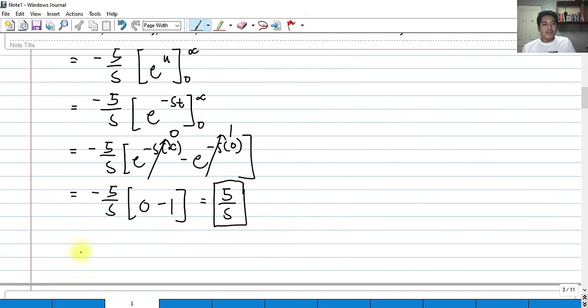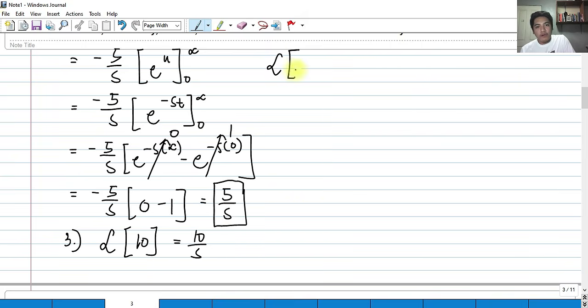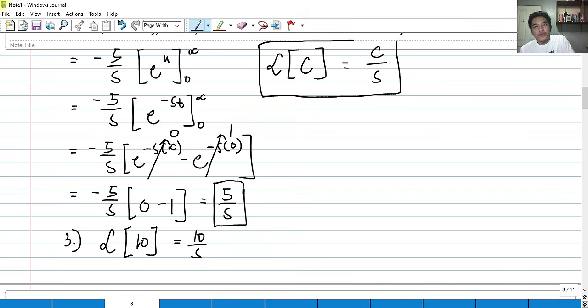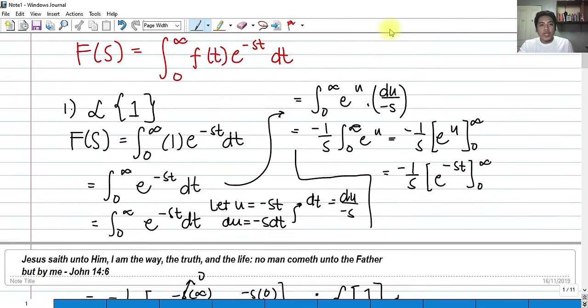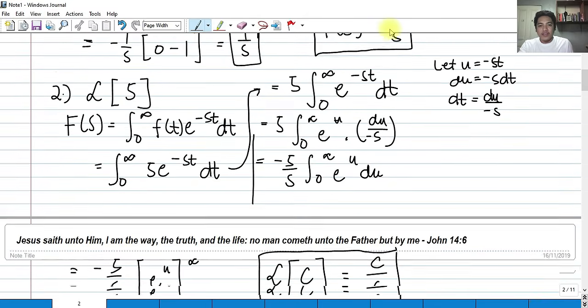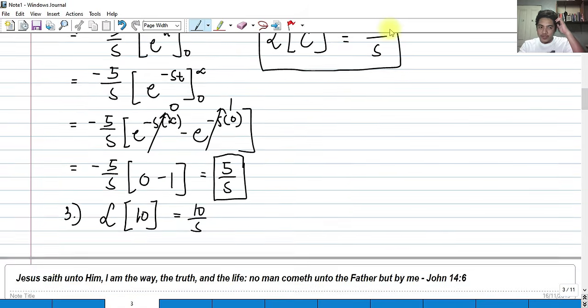Okay? So the pattern here, we have a table. If I'm going to get the Laplace transform of 10, simply that is 10 over s. Because the Laplace transform of any constant is simply the constant over s. So I have shown you the hard way, the long method, before we proceed to the table method. So the table of Laplace transforms.